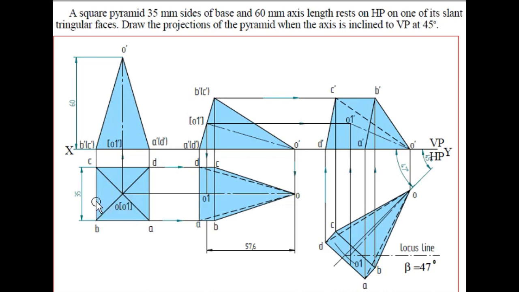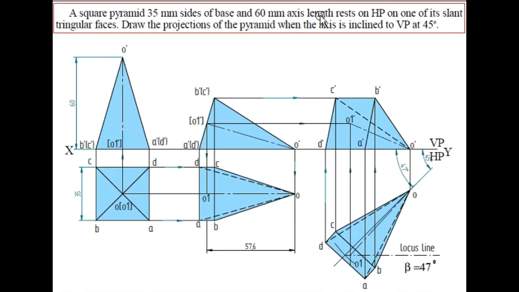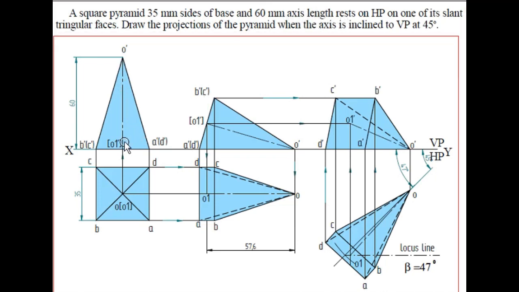Next we have to project the lines upward up to the XY line. From O1 dash I will draw a line of 60 mm, because he has given the axis length of 60 mm. The line has to be drawn to the corner points of both the sides, and the complete front view will look like this. That is, one of the triangular faces will be looking.